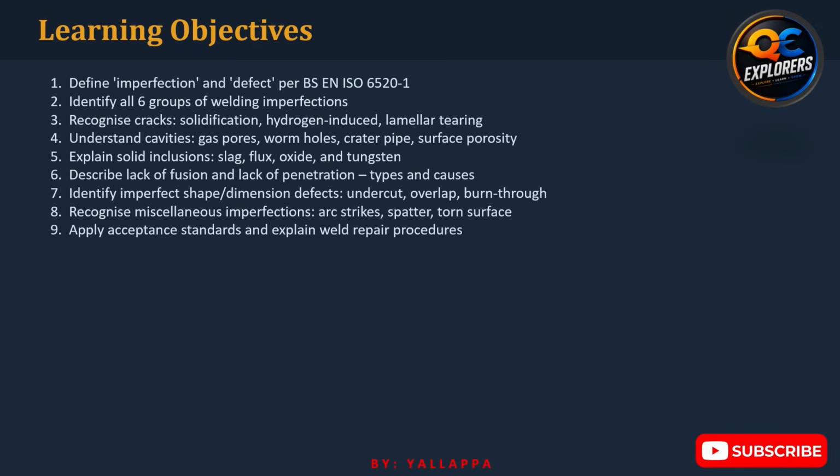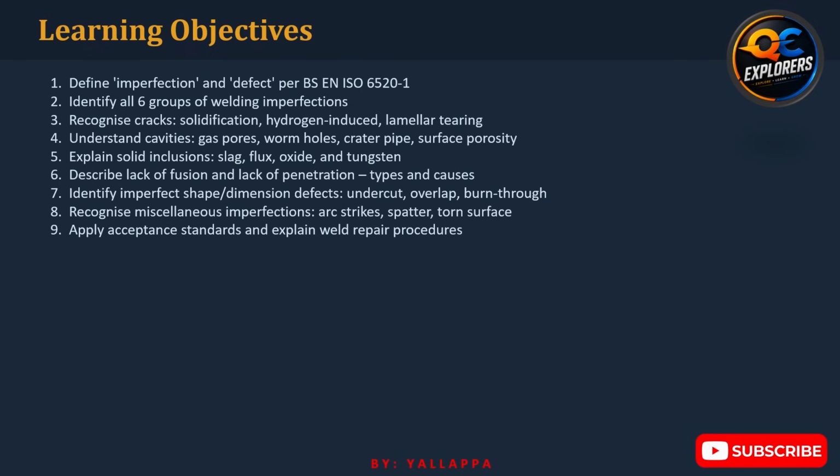The second group is cavities, including gas pores, wormholes, surface porosity and crater pipe. The third group covers solid inclusions such as slag, flux, oxide, and tungsten. The fourth group covers lack of fusion and lack of penetration. These are particularly important because planar imperfections can be structurally significant. We will then examine imperfect shape and dimensions, including undercut, excess weld metal, overlap, misalignment, root concavity and burn-through.